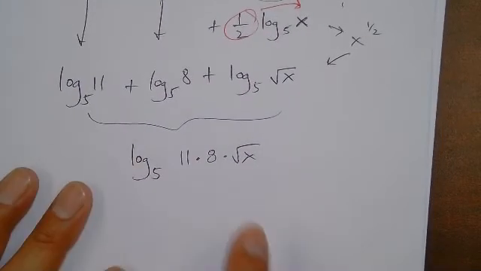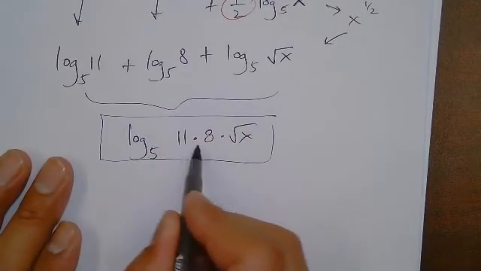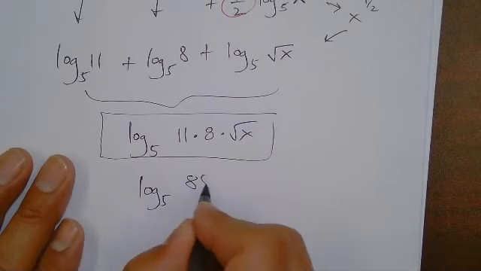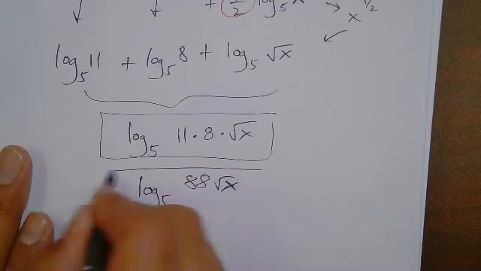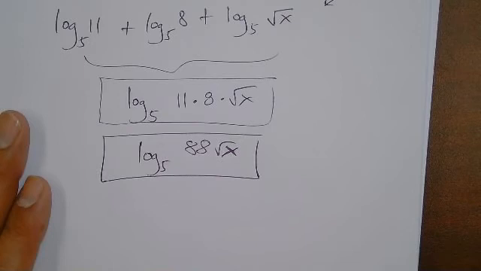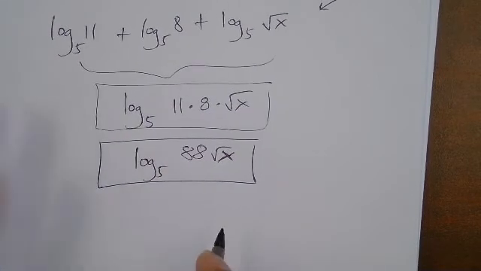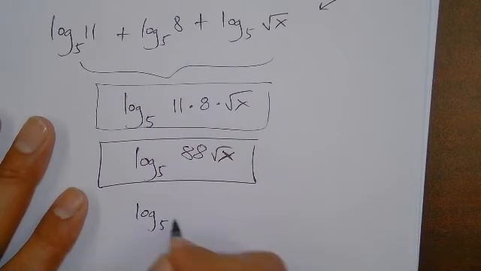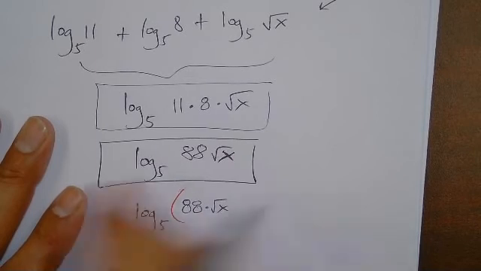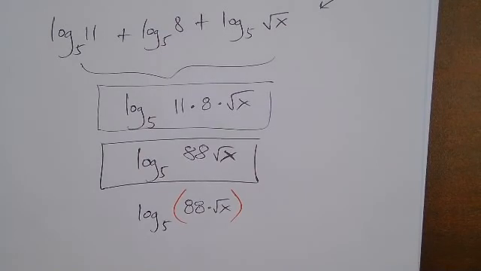Yeah. Sometimes they'll leave it like that, and again, sometimes if the numbers are small enough, they'll actually multiply it. This is an acceptable answer, but if the numbers are small enough, sometimes they'll multiply it, so that it'll be log 5 of what? You guys agree? 88 times root x. And again, they might make it look a little trickier or more difficult if they put the parentheses or write it like this. But you guys know that all that means the same, right?